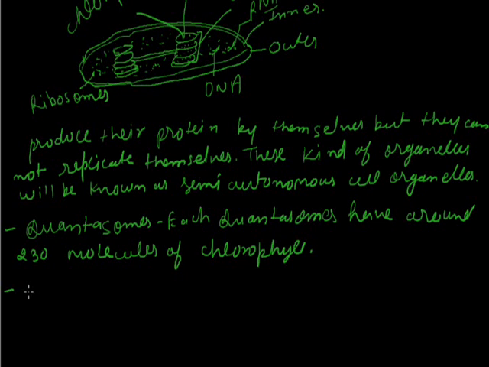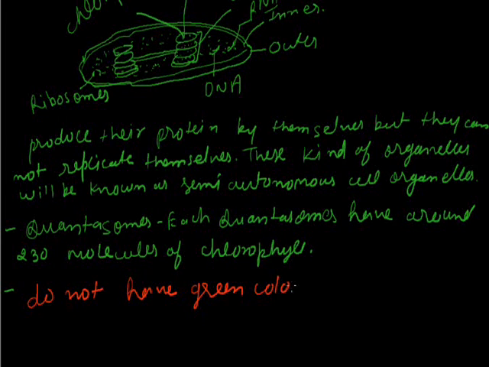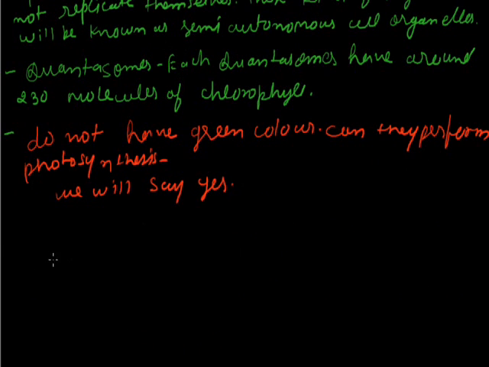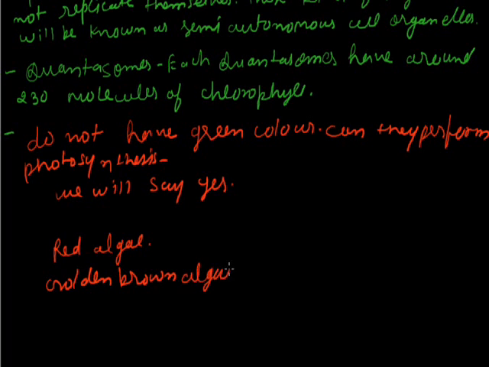Next important thing: green color will not always be responsible for photosynthesis. The plants which don't have green color, can they perform photosynthesis? We will say yes, because we have examples of red algae, golden brown algae, brown algae, and before this we have green algae.